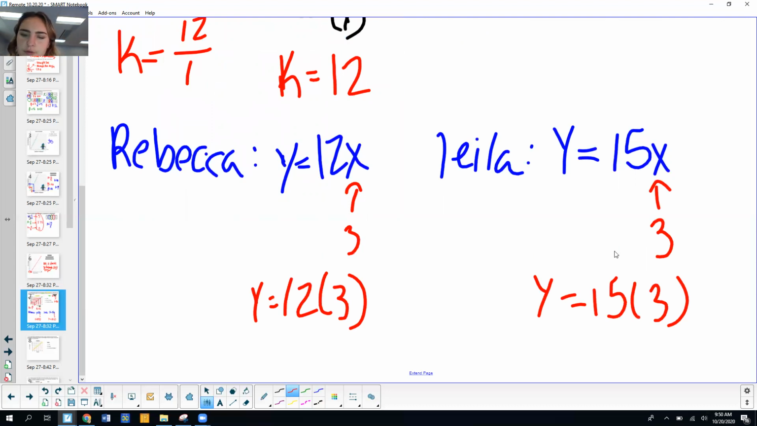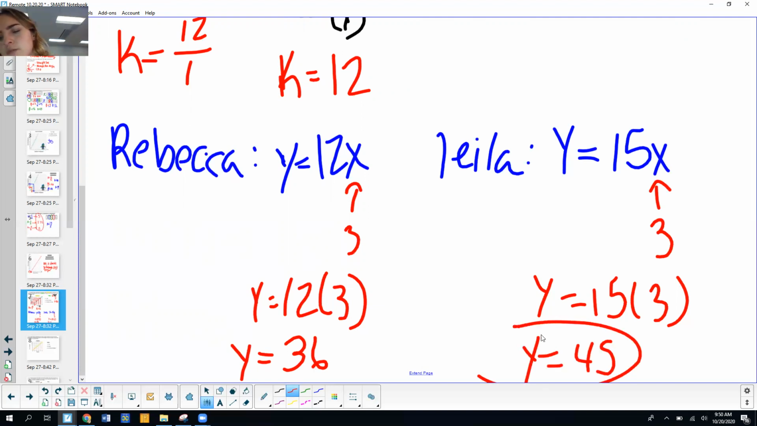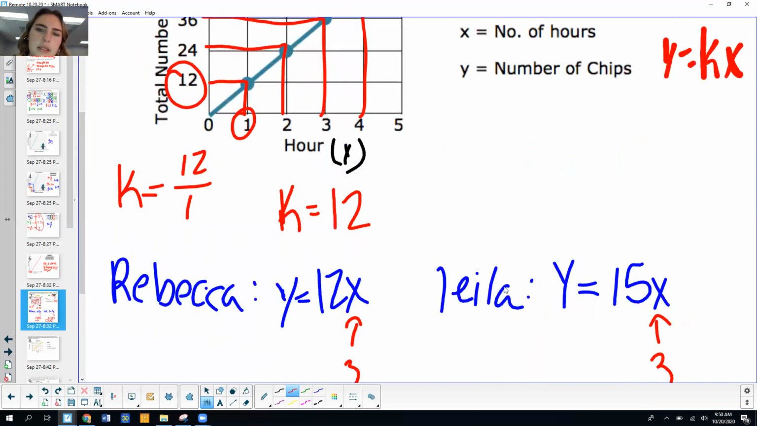So for that first one for Rebecca, I'm going to do 12 times 3, and so in 3 hours, Rebecca's going to eat 36 chips. And for Leela, we've got 15 times 3. So in 3 hours, Leela is going to eat 45 chips. So who will eat more chips in 3 hours? Leela.